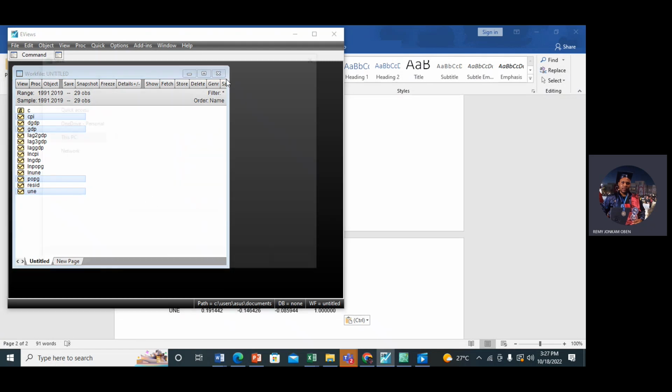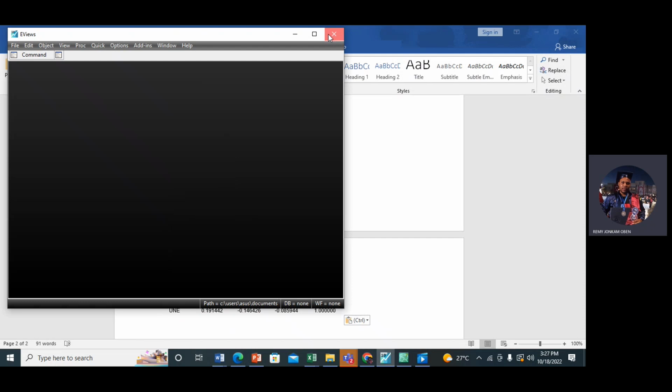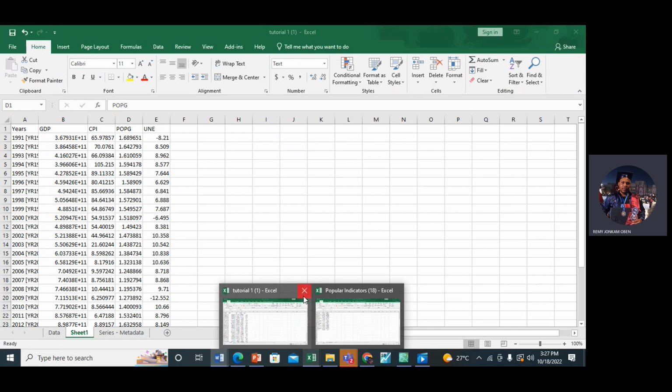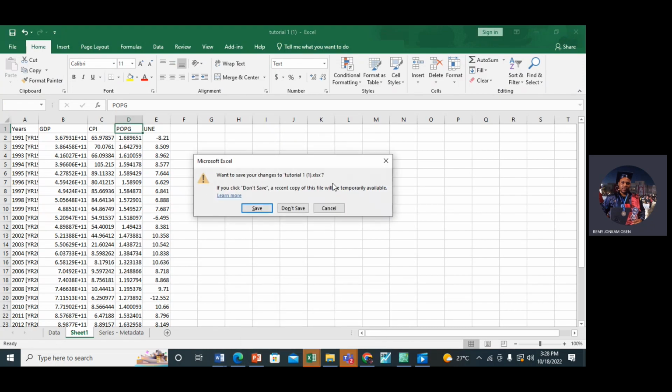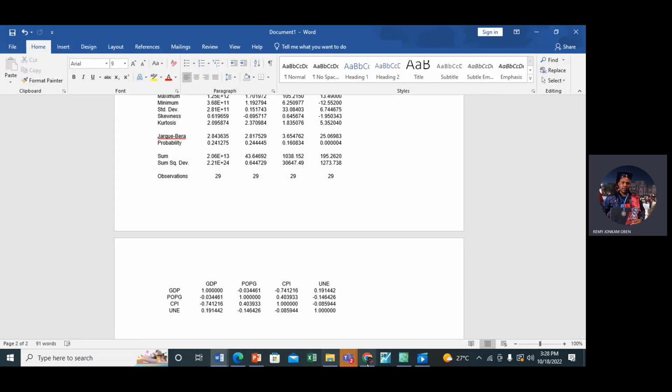And in fact, I'm closing my eViews totally. Save, no. Close. I've closed my eViews totally. Let me close Microsoft Excel so that I have no data. I want to download new data. Don't save. Okay, so I've closed Excel, I've closed eViews. Now, how can you download data from DataBank?